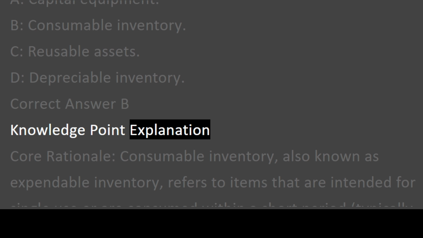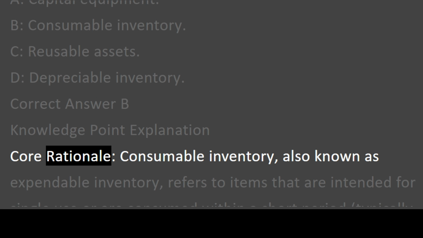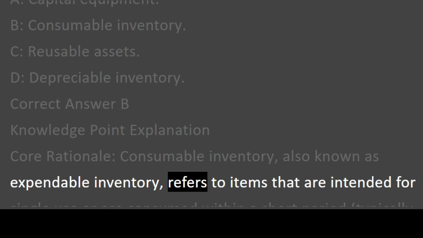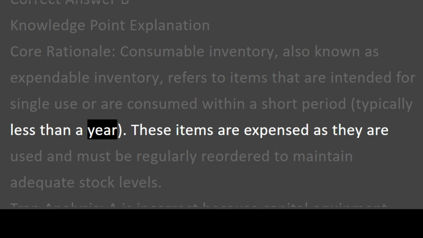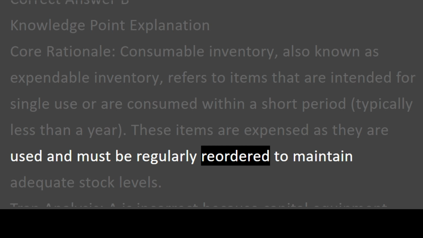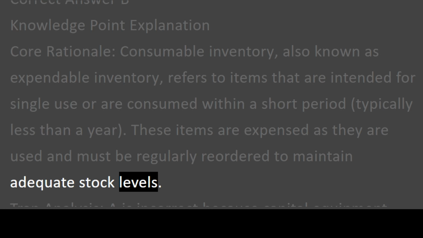Knowledge point explanation. Core rationale. Consumable inventory, also known as expendable inventory, refers to items that are intended for single use or are consumed within a short period, typically less than a year. These items are expensed as they are used and must be regularly reordered to maintain adequate stock levels.